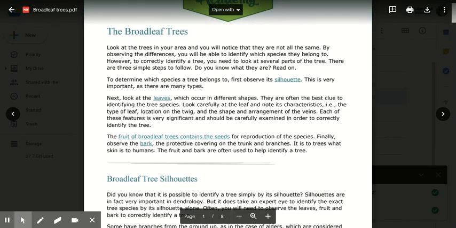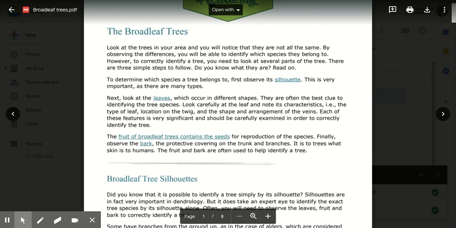To determine which species a tree belongs to, first observe its silhouette. On the junior biologist forms, that's called the form or the shape. This is very important as there are many types. Next, look at the leaves, which occur in different shapes. They are often the best clue to identifying the tree species. Look carefully at the leaf and note its characteristics.